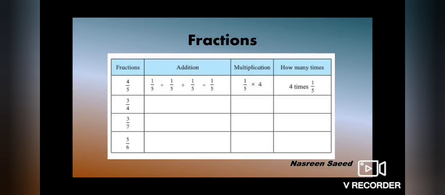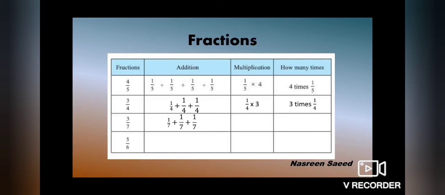Now how are we going to write? How many times is it showing? 4 times 1 upon 5. Come down, let's see the second one, 3 upon 4. Now if you see 3 upon 4, 1 upon 4 has to be written 3 times. 1 upon 4 plus 1 upon 4 plus 1 upon 4. So we get 3 upon 4. If you have to write multiplication-wise, it will be 1 upon 4 multiplied by 3 or 3 times 1 upon 4.